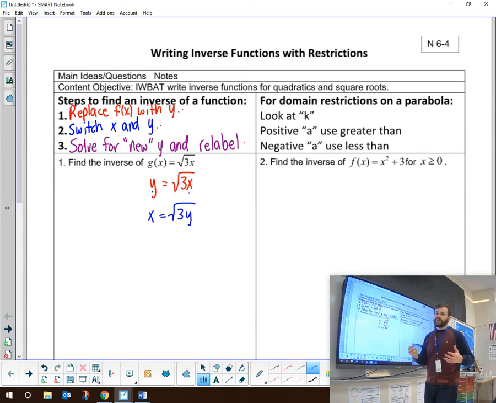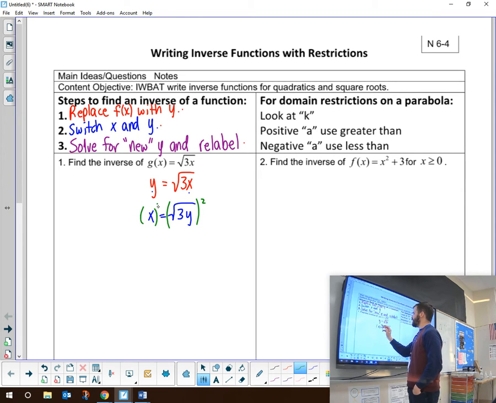Then we solve my equation for my new y. Okay, so pretty much we're trying to move everything over to the other side and get my new y by itself. Okay, so what we're going to do is we're going to start off and we're going to square both sides. Okay, so I'm going to square this side. We're going to square this side, right? We just do reverse order of operation. We're just moving everything to the other side. So on this side, we're going to have x squared equals 3y.